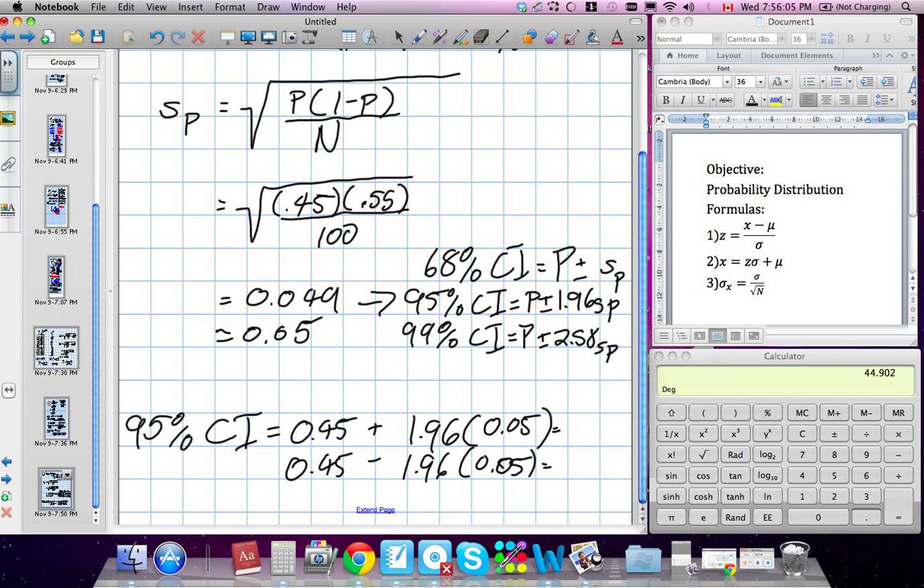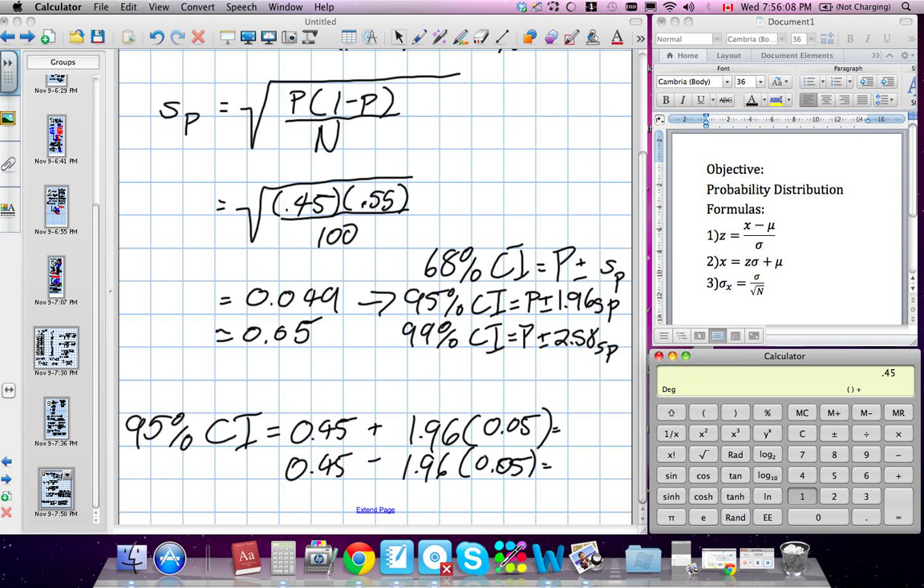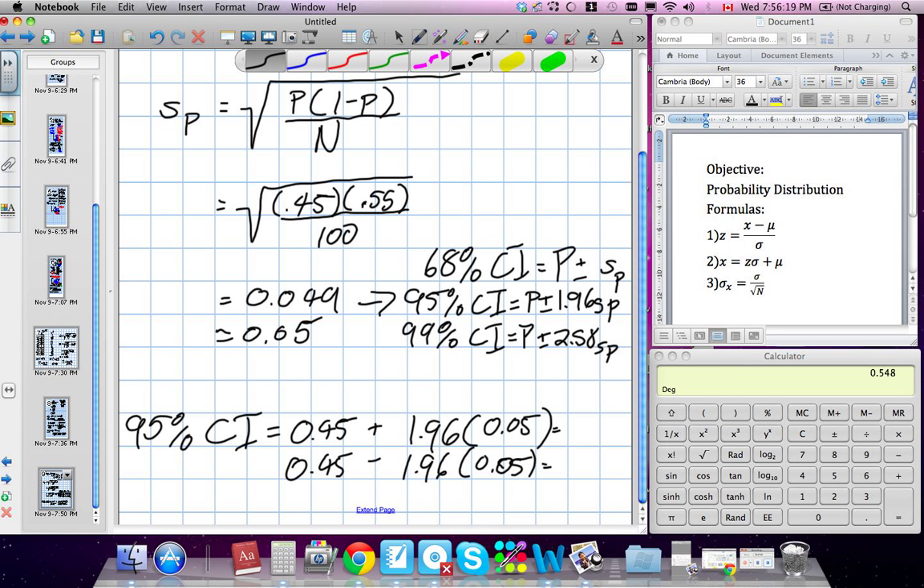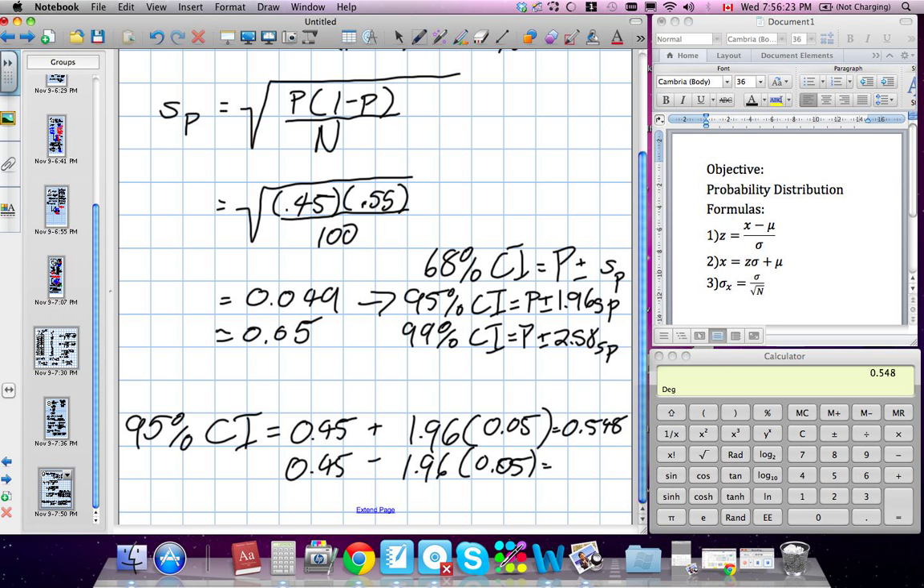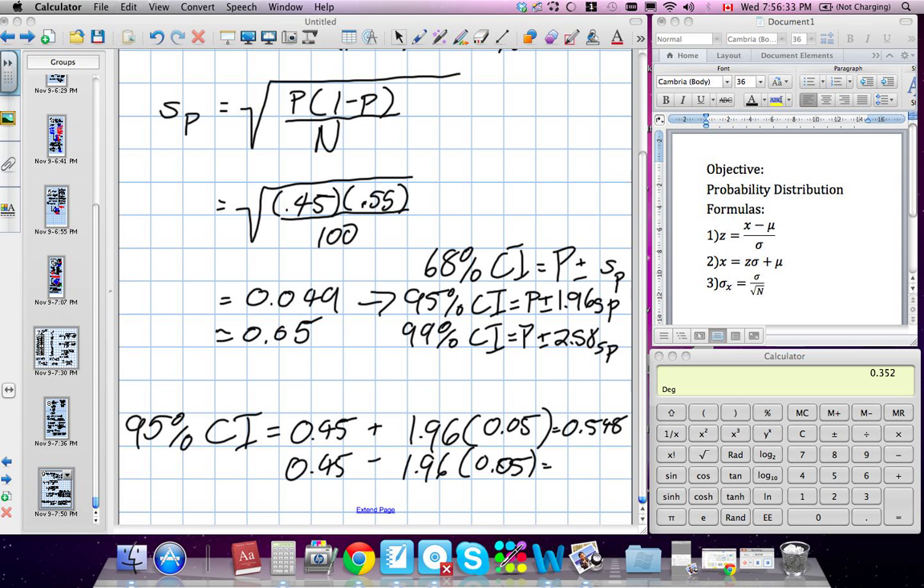So again, same idea, 0.45 plus 1.96 times 0.05. There we go, 0.548. Is that what they get? Yeah. And the other option is 0.45 minus 1.96 times 0.05, which is 0.352. So we would turn those back into percentages.